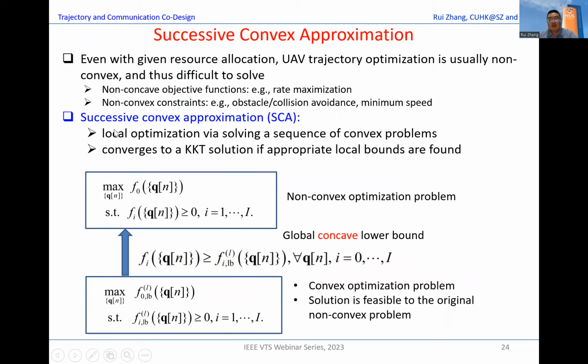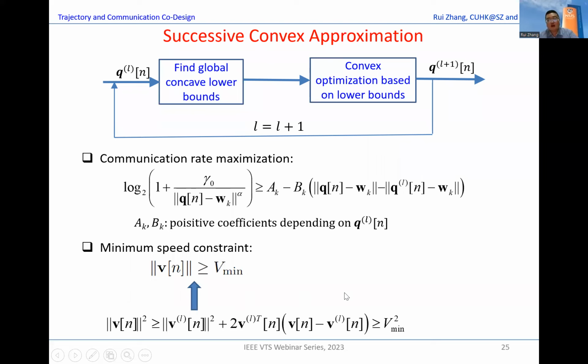So in this case, we can employ some techniques in optimization, for example, successive convex approximation, SCA. The main idea is to linearize some non-concave or non-convex functions in the local region as a linear function. Then we linearize this function and make the problem convex, at least at the local points. And so we can proceed using efficient convex optimization techniques to solve them. For example, communication rate in terms of trajectory, or the minimum speed constraint for the UAV, for all of these we can use SCA techniques to linearize these functions, to enable efficient convex optimization.